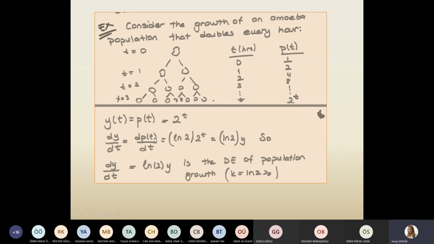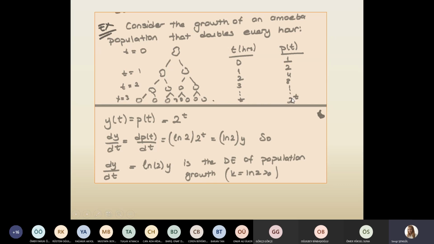And let's consider another example. Let's talk about the growth of some amoeba population that doubles every hour. So let's model it. When t is 0, there is one amoeba. When t is 1, after an hour, it has doubled in size. So it was 1, now 2. And when t is 2, it doubled to 4. When t is 3, after 3 hours, it becomes 8. And it will go like that. As you can see, when t is 0, it is 1. When t is 1, after 1 hour, 2, after 2 hours, 4, after 3 hours, 8.